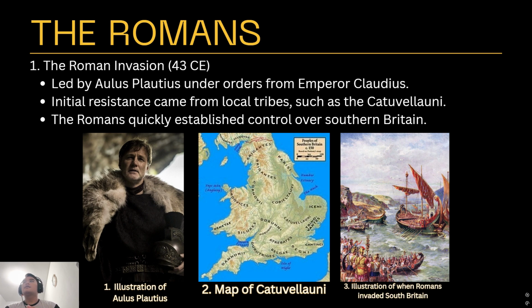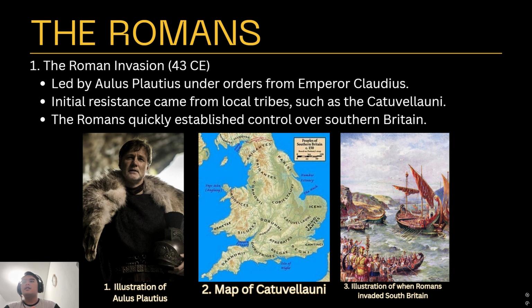The Romans. 1. The Roman invasion. Led by Aulus Plautius and under orders from Emperor Claudius. Initial resistance came from local tribes, such as the Catuvellauni. The Romans quickly established control over southern Britain.